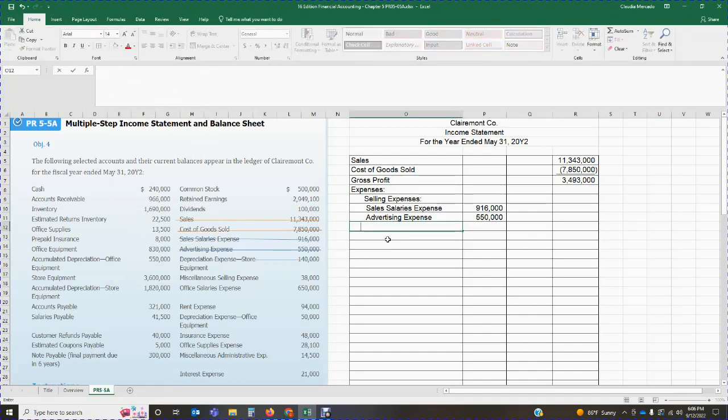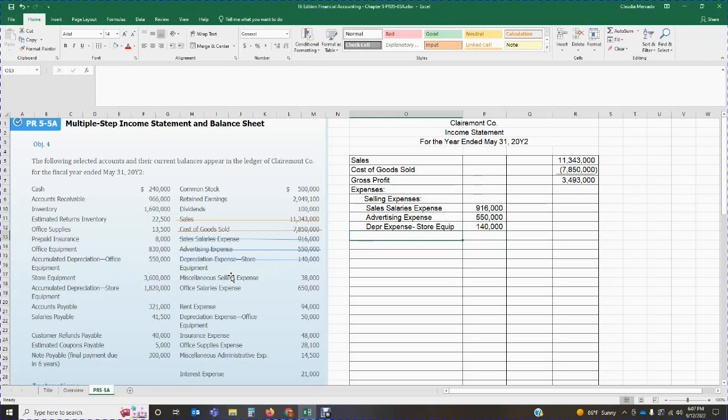$140,000. Depreciation expense, store equipment. That's $140,000. Okay.